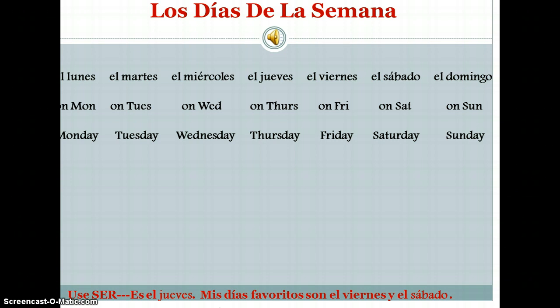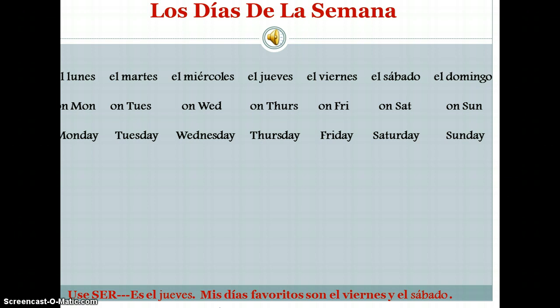El martes is Tuesday or on Tuesday, and the way I remember that is from Mardi Gras. Mardi Gras starts on Fat Tuesday, and so therefore Martes and Mardi Gras, even though Mardi Gras is French, have some similarities. Wednesday is el miércoles. Don't have a hook for that one, and it's definitely not a cognate. Thursday is el jueves, or on Thursday. Friday or on Friday is el viernes. Saturday is el sábado, and Sunday or on Sunday is el domingo.